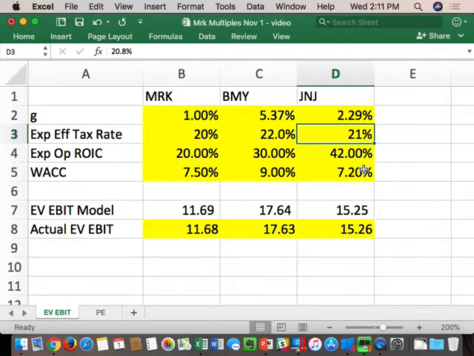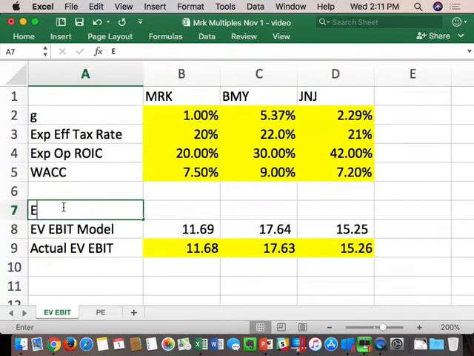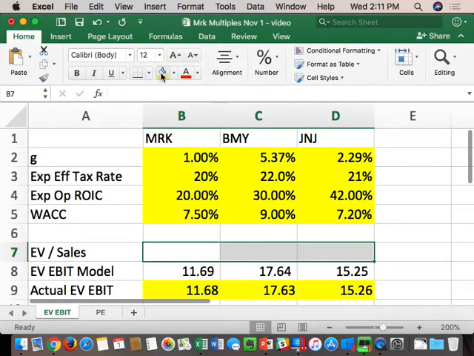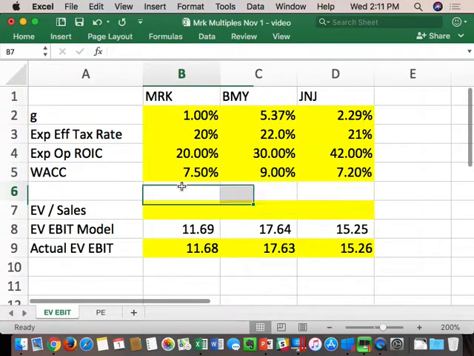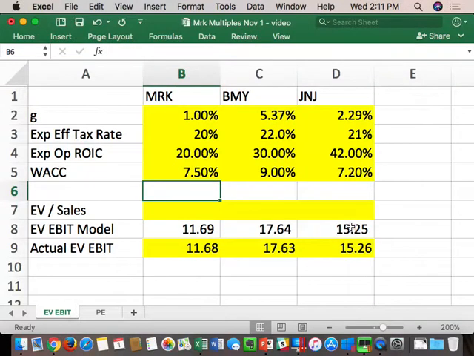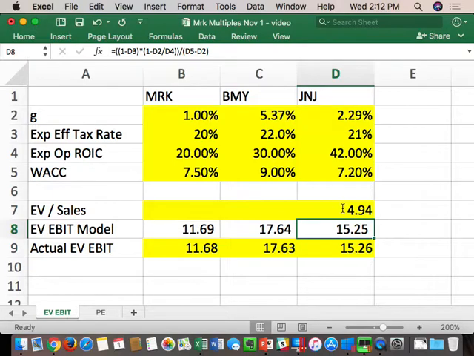Okay, now let's explain the multiples. The next ratio that I want to add, so I'm going to drop in here and insert a row, is EV to sales. And again, we want the second forward year, so 2018. For J&J, 2018 EV to sales, called EV to revenue, is 4.94. So they're trading at 4.94 times 2018 sales.